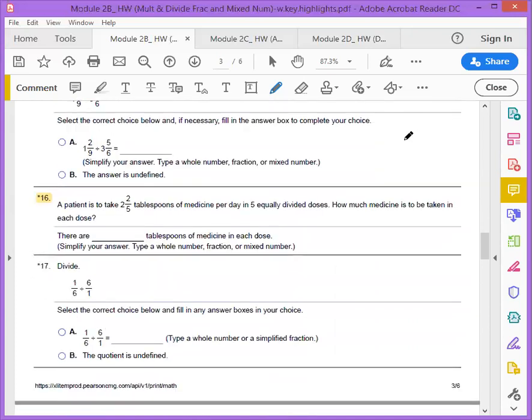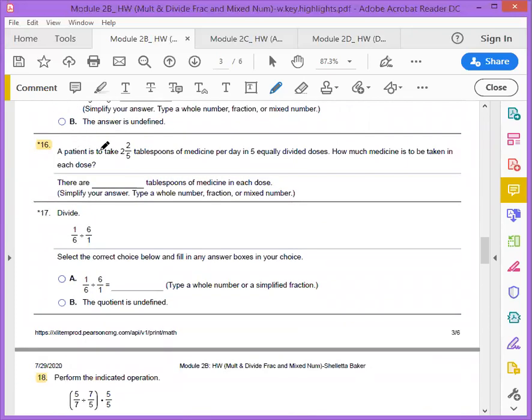All right, let's look at number 16. For number 16, a patient is to take 2 2/5 tablespoons, not teaspoons, tablespoons of medicine per day in 5 equally divided doses. How much medicine must be taken in each dose? So we've got to divide. We're going to take the 2 2/5, and we want to divide that number by 5.